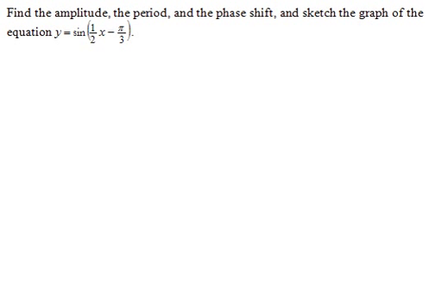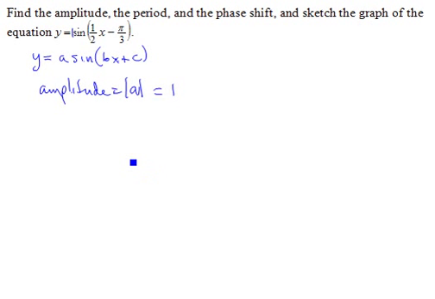on the amplitude, the period, and the phase shift, and sketch the graph of the equation y equals sine of 1/2 x minus pi over 3. Well, we know that for a curve of the form y equals a sine of bx plus c, the amplitude is the absolute value of a. In this case, that's the absolute value of 1, which is just 1. So the amplitude is 1, and the curve will go up and down to a maximum of plus or minus 1.